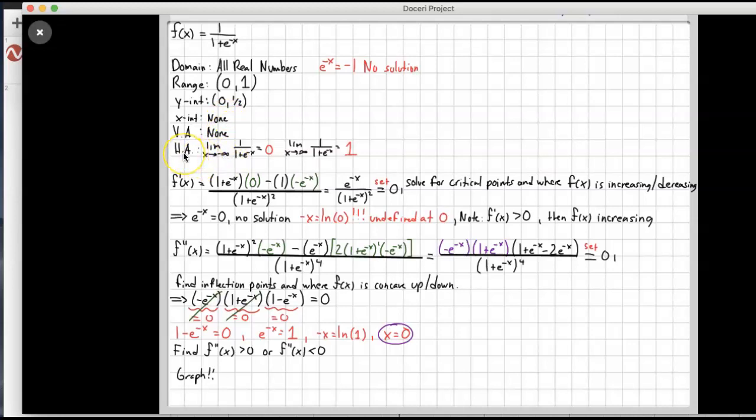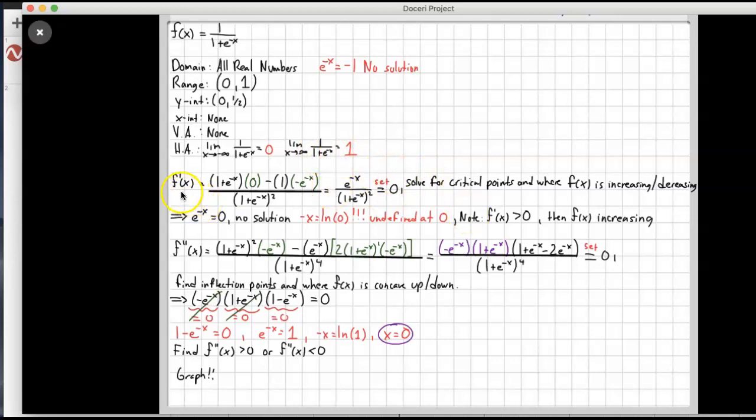As far as my horizontal asymptotes go, and this can maybe help you with the range as well, I take the limit of my function as x goes to negative infinity. Well, e to the negative x is going to go to infinity, so therefore the function is going to go to 0. And as x goes to infinity, e to the negative x is going to go to 0, therefore the function is going to go to 1. So I have my horizontal asymptotes lined up.